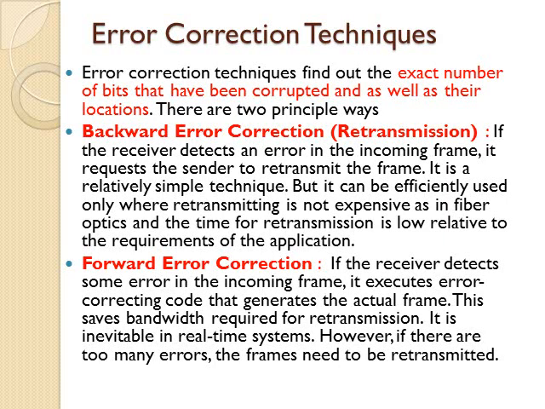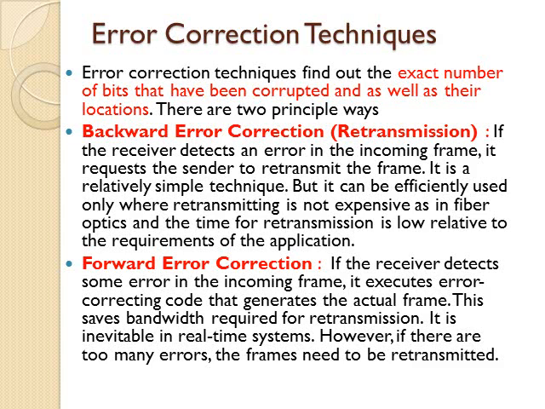In the backward error correction method, the receiver detects an error in the incoming frame. It requires the sender to retransmit the frame. It is a very simple technique and it can be efficiently used only where retransmitting is not expensive, as in fiber optics, and the time for retransmission is relatively low.